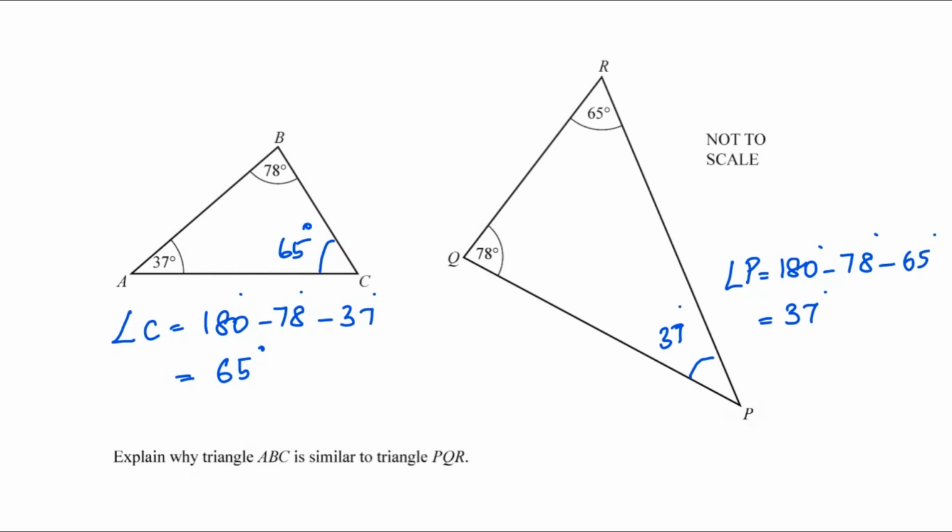Okay, so 78 is here and 37 is also there. 65 is also there. So all three angles are there. If all the angles of two objects are equal, then they are similar. So these are similar triangles.